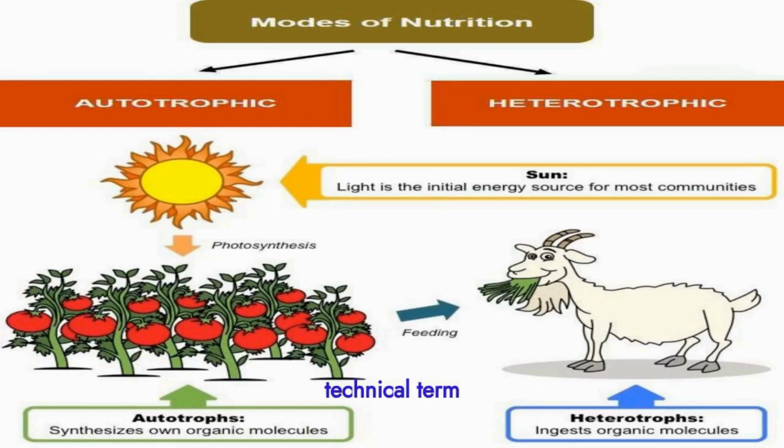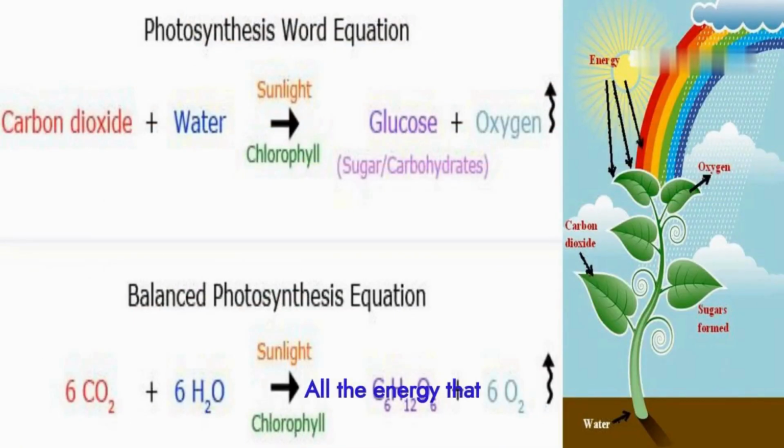The technical term synthesize refers to producing, and the food prepared by the green plants is referred to as organic molecules. These technical terminologies will be used throughout the chapter. On the other hand, heterotrophic nutrition is just the reverse. Heterotrophic nutrition is exhibited by all those organisms which cannot prepare their own food and depend on others for the intake or ingestion of organic molecules that are basically prepared by autotrophs. All the energy that exists in the living world is basically obtained from sunlight with the help of plants.